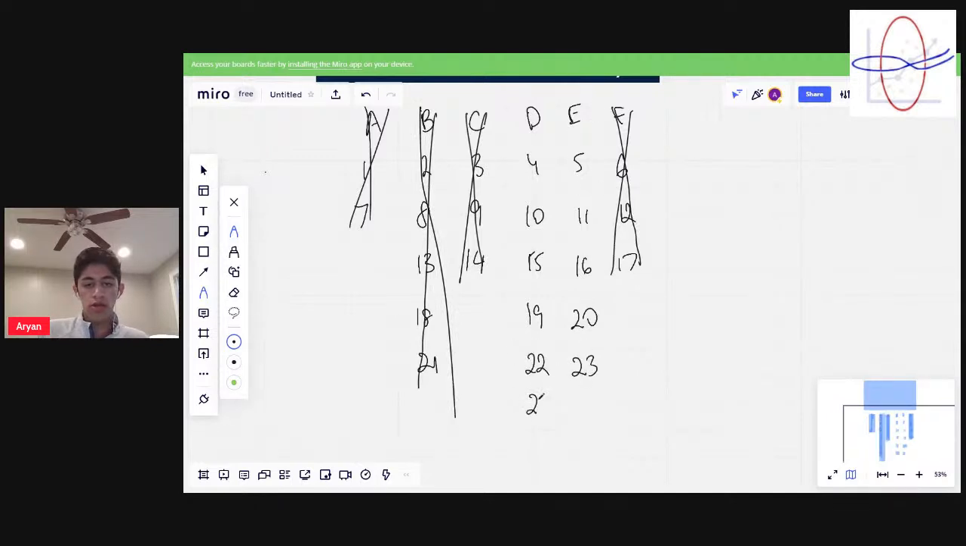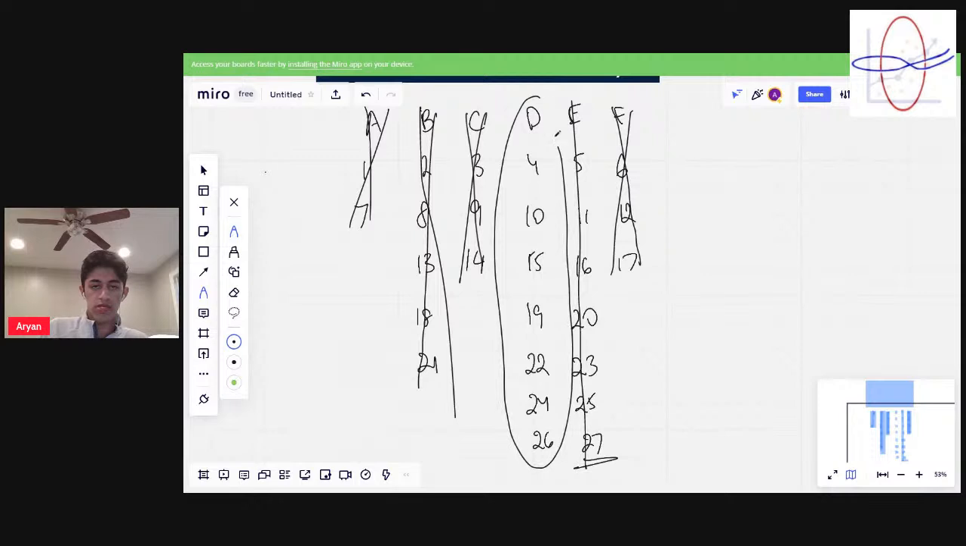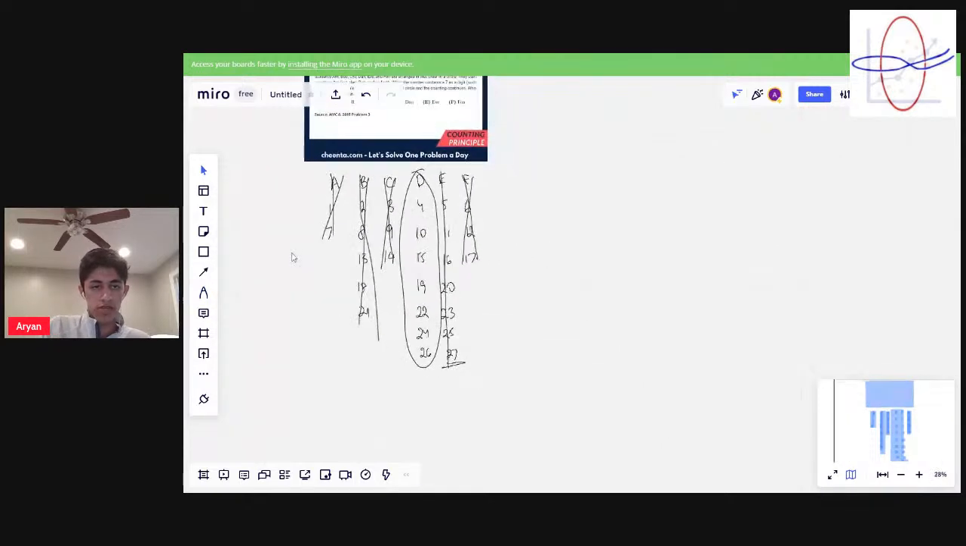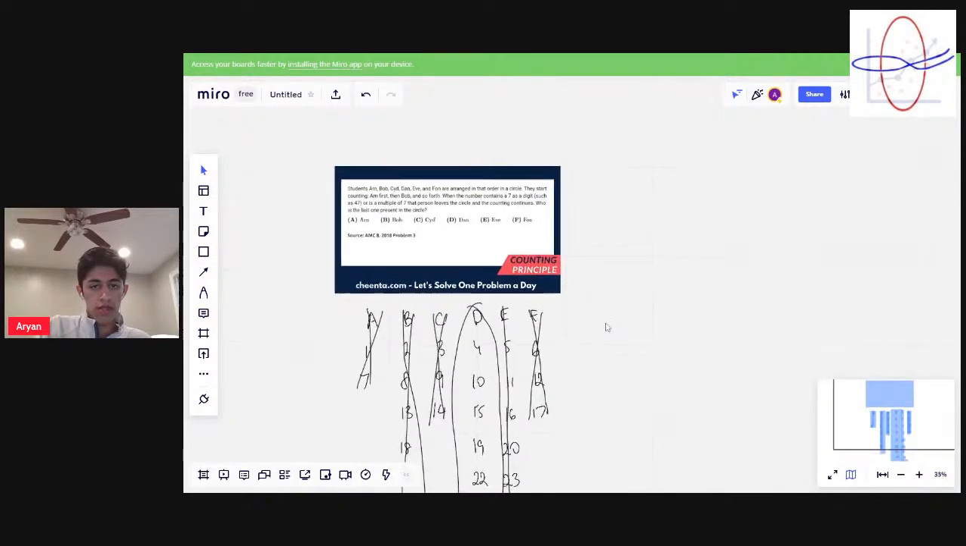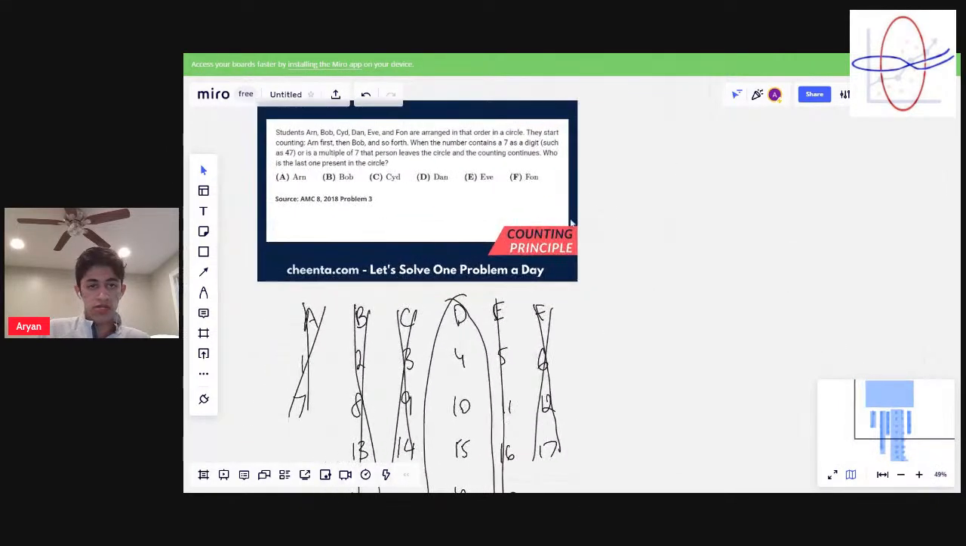22, 23, 24, 25, 26, 27. 27 contains a 7, so person E is also done, which means person D is the last one standing. And that is the end of your question. If we just go back and see, what is the question asking? The last one present in the circle. Well, we just found that's person D, and that's it.